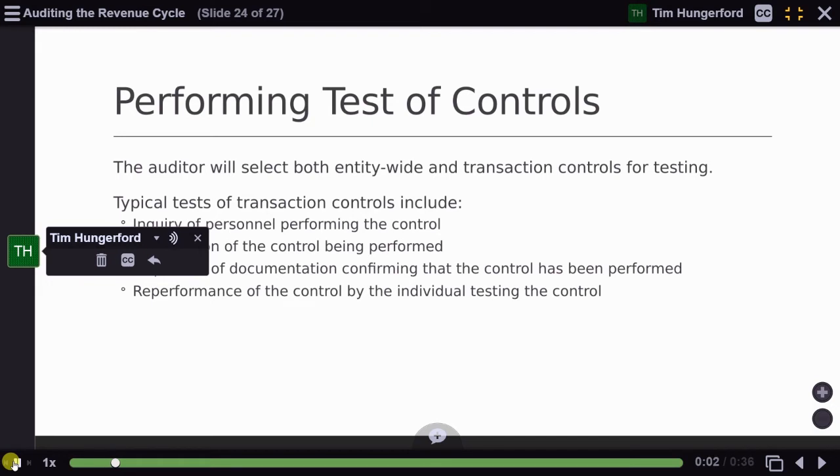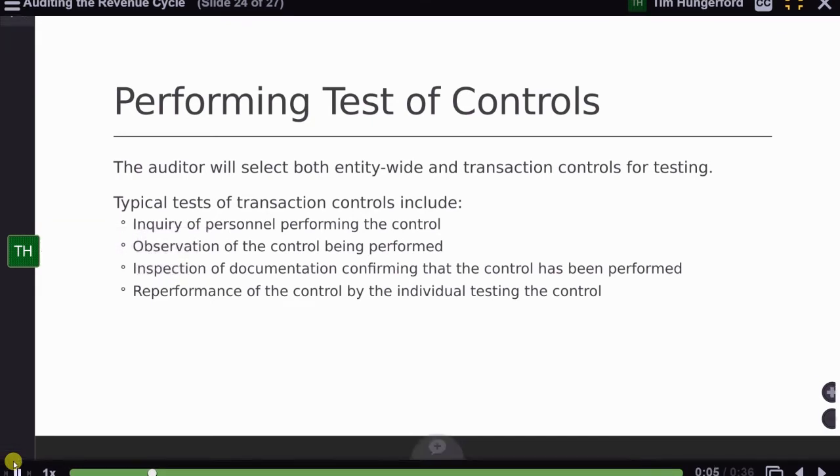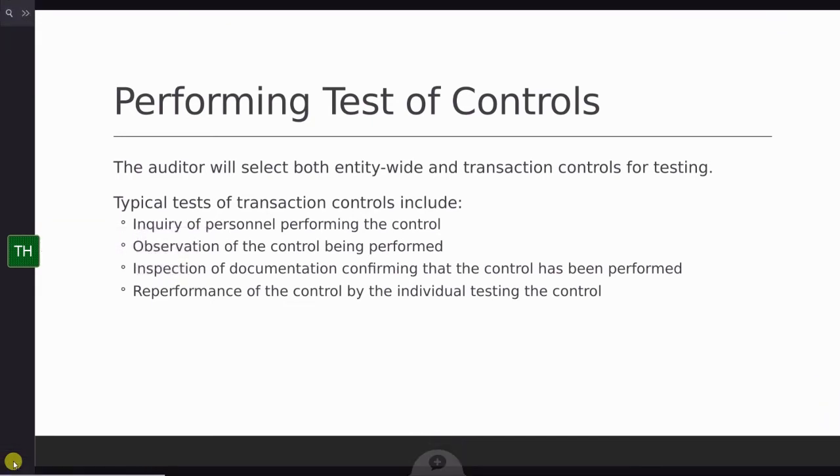One of our first steps is always testing controls, so the auditor will select both entity-wide and transaction controls for testing. So the typical tests of transaction controls include inquiring of personnel performing that control, observation of the control being performed, inspection of the documents to confirm that the control has been performed, and then potentially reperforming of that control by the individual testing that control. So reperformance, a lot of times, is that last step the auditor will do to test that control.